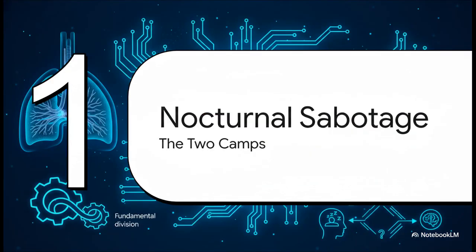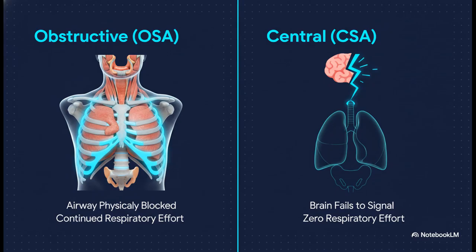So, the very first thing you have to master is the fundamental division of this sabotage. On your exams, pretty much every sleep apnea question starts with one critical fork in the road: obstructive versus central. The single most important detail, the only thing that really matters here, is respiratory effort.